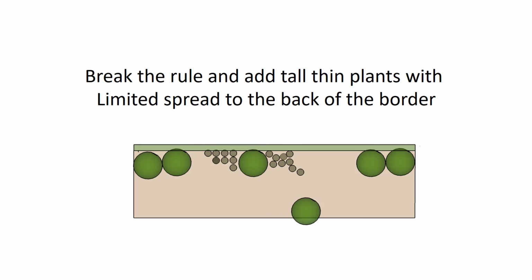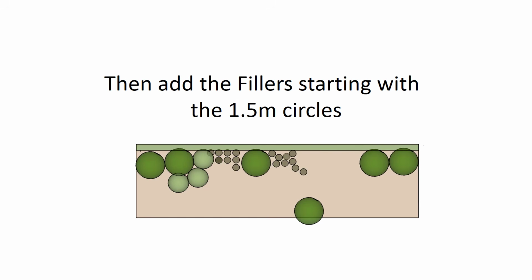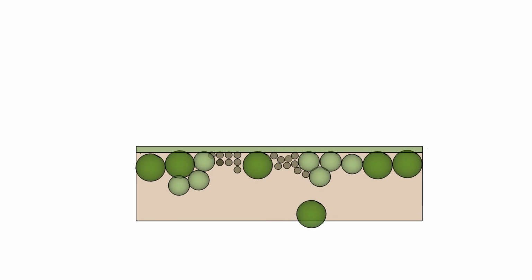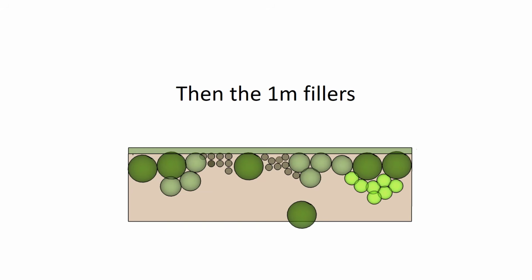Next, I'll put some smaller plants that have a smaller surface area but grow tall, such as grasses, i.e. miscanthus, at the back of the border. Next, I'll start adding my 1.5 metre fillers. Then the 1 metre filler plants.